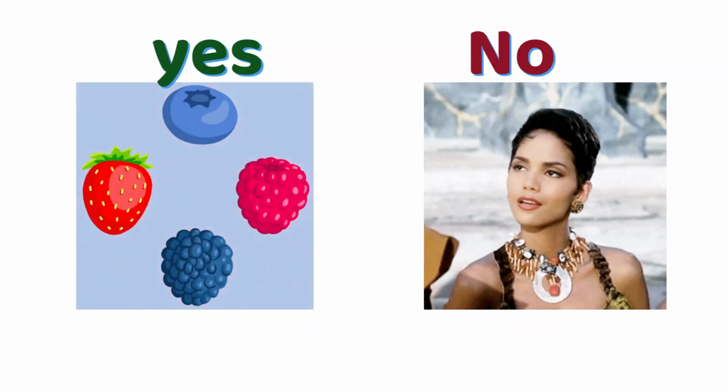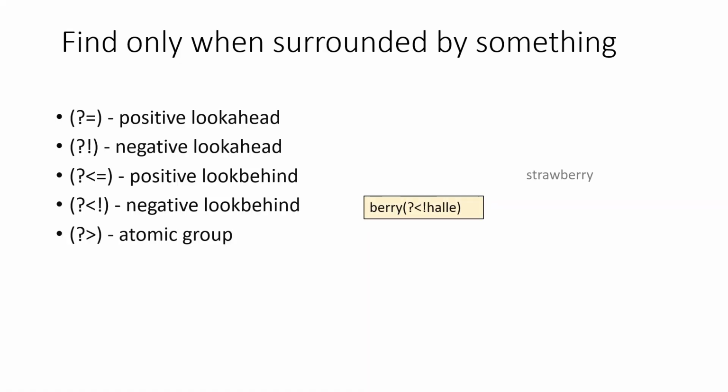Now again, let's say we are looking for any kind of berry, but not Halle Berry. We will write berry with a negative look behind of Halle. So in this case, strawberry and wild berry are detected, but Halle Berry will be rejected.